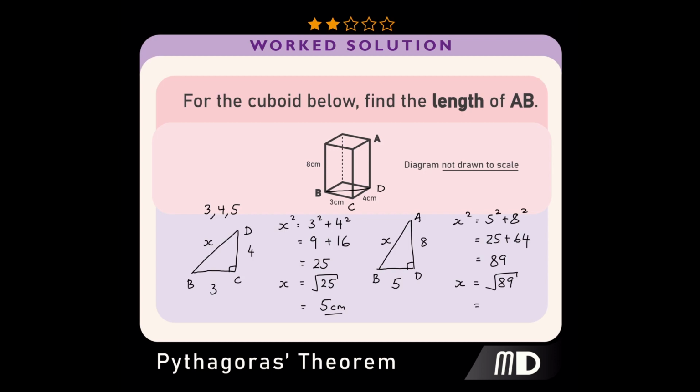x is therefore the square root of 89, and the positive square root of 89 is 9.43 centimeters. So the answer to the question, find the length of AB. AB is 9.43 centimeters.